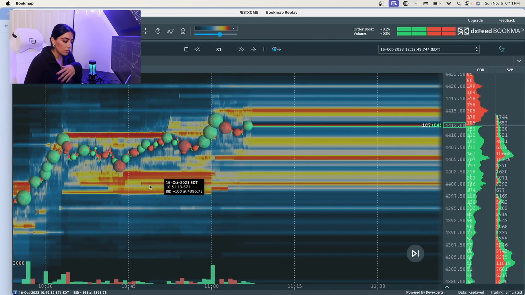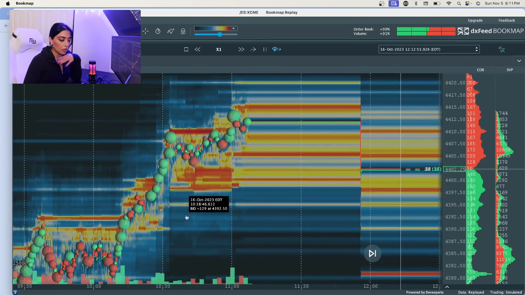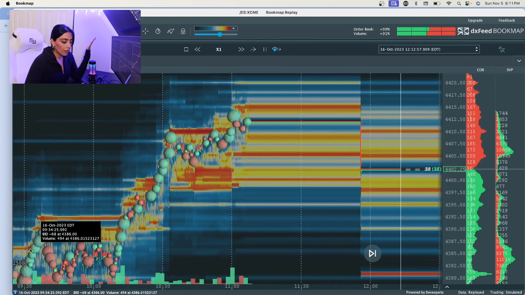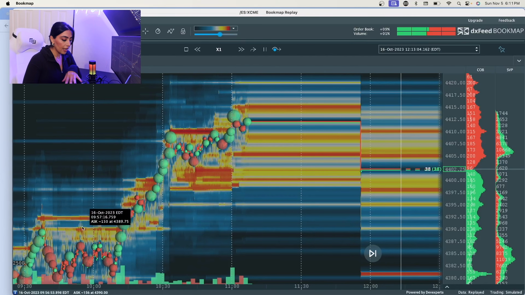When I look at it zoomed out like this, you want to see exactly where there are specific levels of buying and selling pressure. Once you zoom out like this, you can see specific resistance and support levels when you're looking at Bookmap. If we look at it over here, this was at 9:45, kind of 9:30 right in the morning.